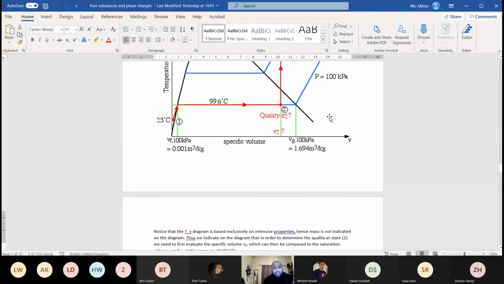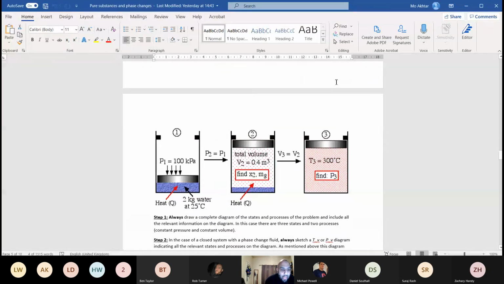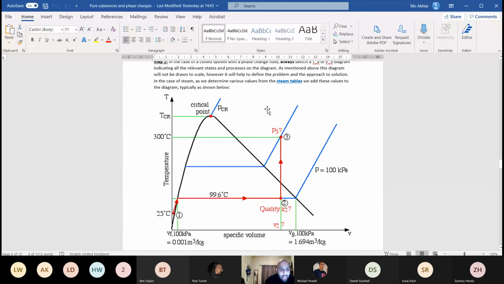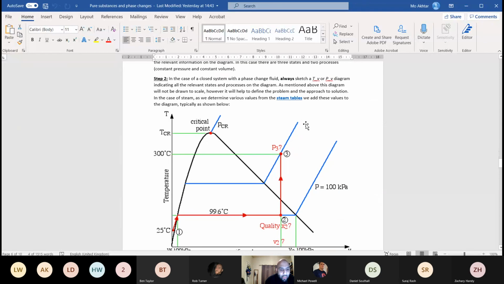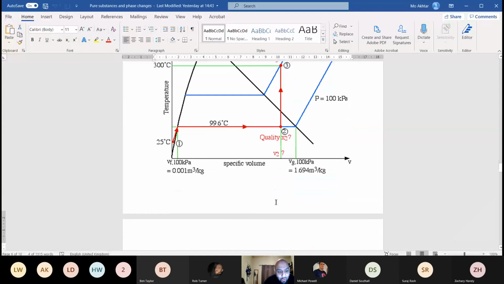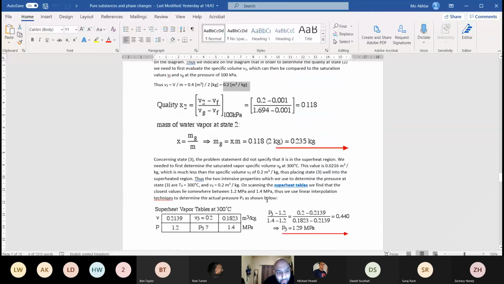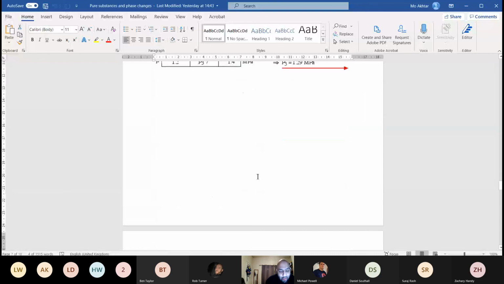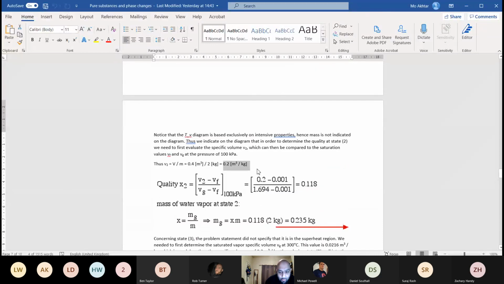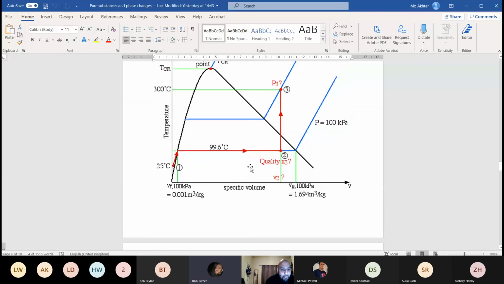So what have you learnt today? You've learnt basically to take a scenario, make a TV diagram from it, and calculate certain key points based upon what the questions are asking you to do. And you've learned how to use steam tables as well. I think that's really good, don't you think? Yeah, top lesson that one.